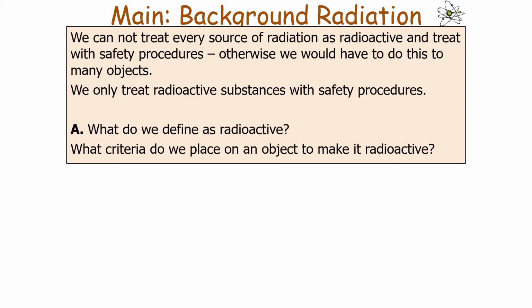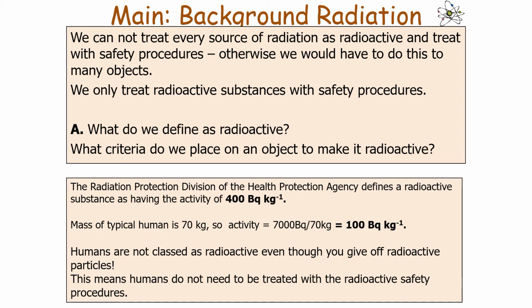So, what do we define as radioactive, and what criteria do we place on an object to make it radioactive? So the Radiation Protection Division of the Health Protection Agency defines a radioactive substance as having an activity of 400 becquerels per kilogram. So for the typical mass of a human being about 70 kilograms, we can say that it has to have an activity of about 100 becquerels per kilogram.